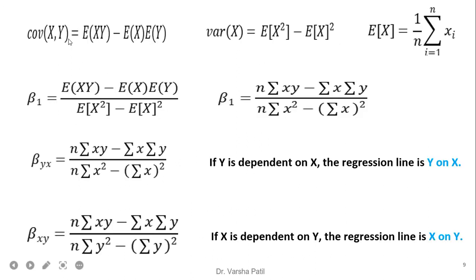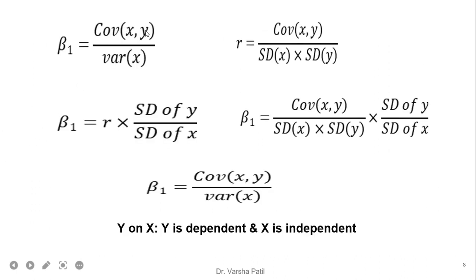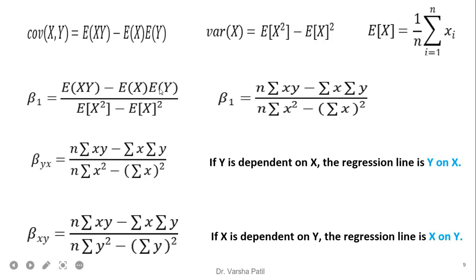Now covariance of xy is equal to expected value of xy minus expected value of x into expected value of y, and variance of x is equal to expected value of x square minus the square of expected value of x, and expected x is nothing but the mean, mu. Beta is nothing but the covariance of xy divided by variance of x. So when we put this value, we get the answer like this.